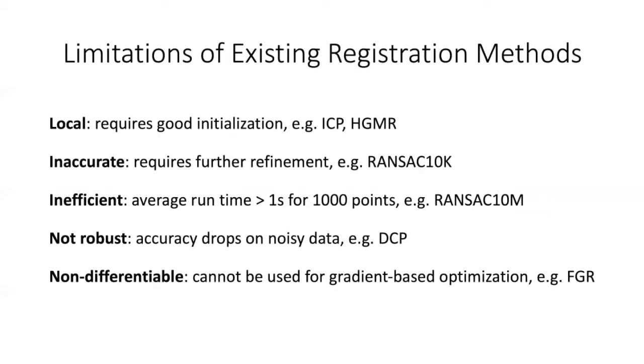Point cloud registration is a long-standing problem in 3D computer vision, with important applications in graphics and robotics. There are a wide variety of registration algorithms with their respective advantages. However, almost all existing registration methods suffer from one or more of the limitations listed here. For example, methods like ICP and HGMR are local, meaning that they will likely fail if the transformation between inputs is large.